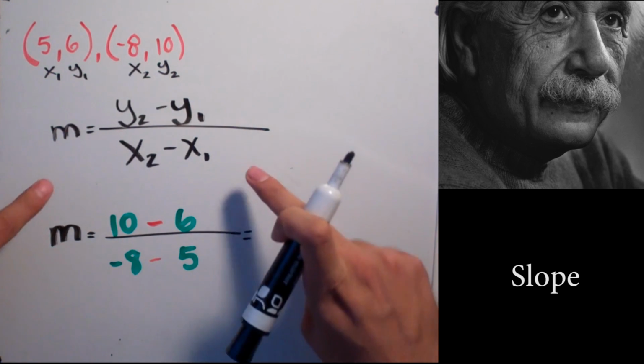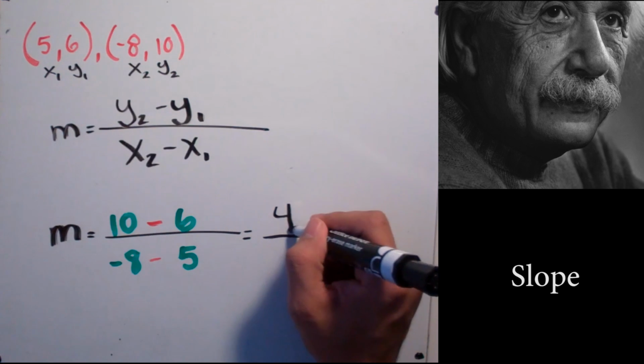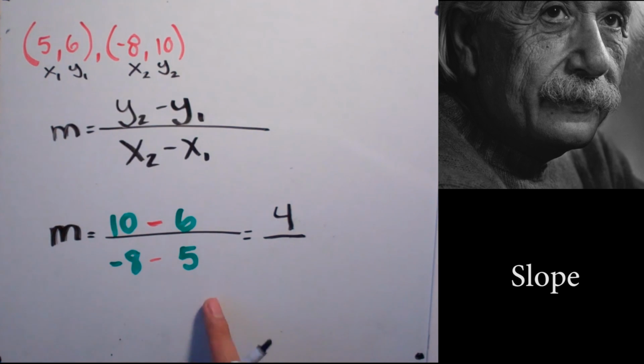So let's simplify the top. 10 minus 6, well, that's just 4. And negative 8 minus 5. Now, you want to think of negatives and minus being the same thing. They're just two different words that I use to describe the same thing. But people think that negative and minus are different things.